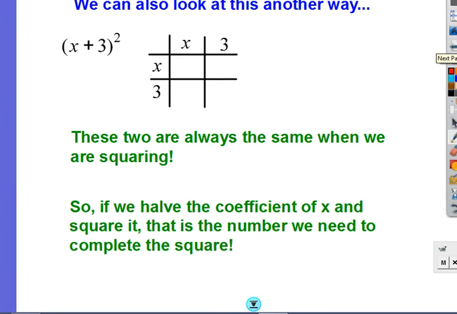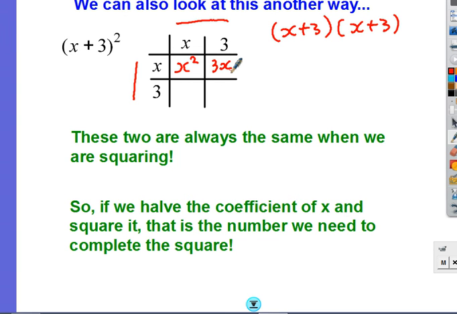We can write this another way. Maybe you've seen this before. We've got the x and the 3 in one of the grouping symbols, and x and 3 in the other: x plus 3 times x plus 3. And we're just expanding that. When we do our first, we get x squared. When we do our outer, we get 3x. When we do our inner, we get another 3x. And when we do our last, we get our 9, our number.